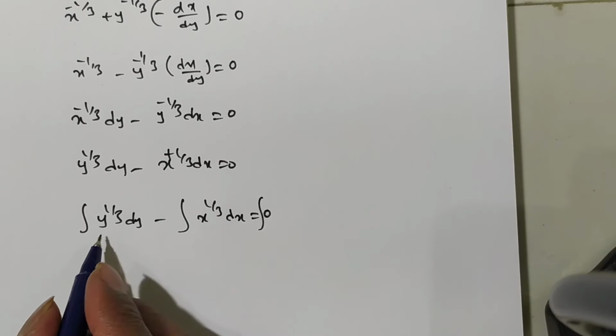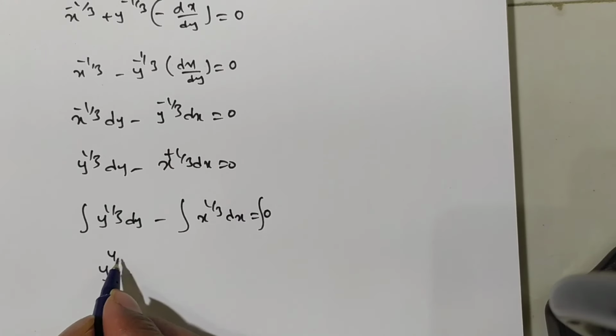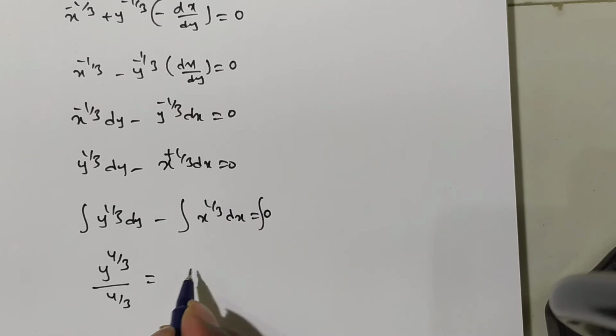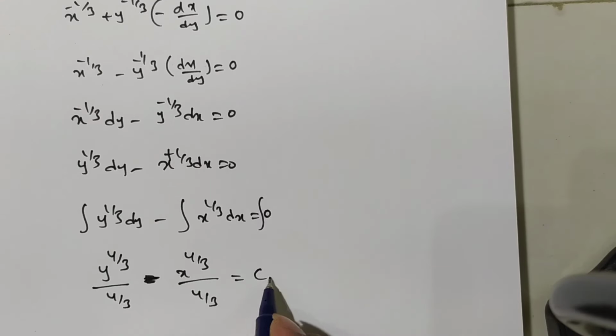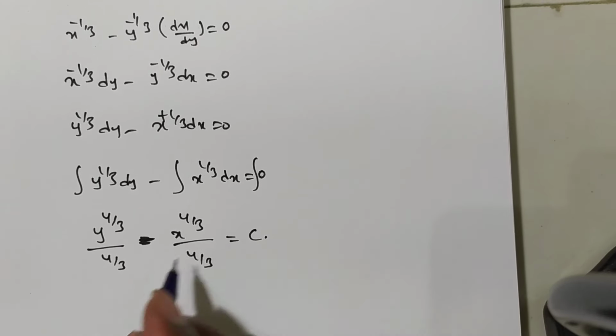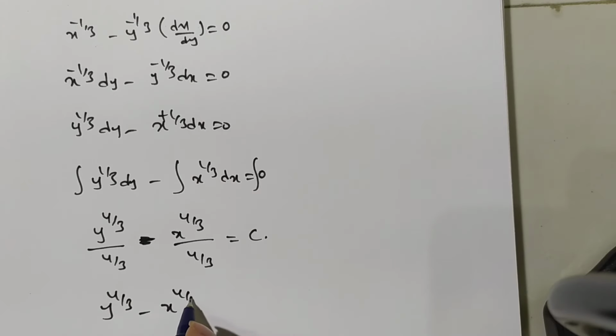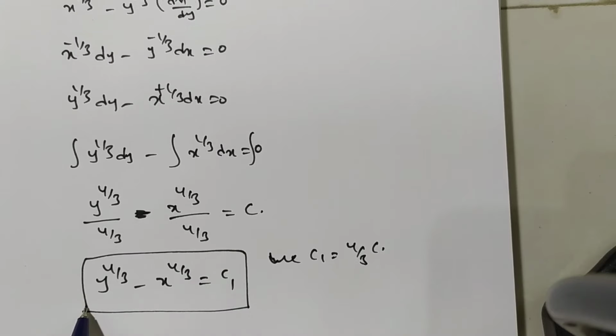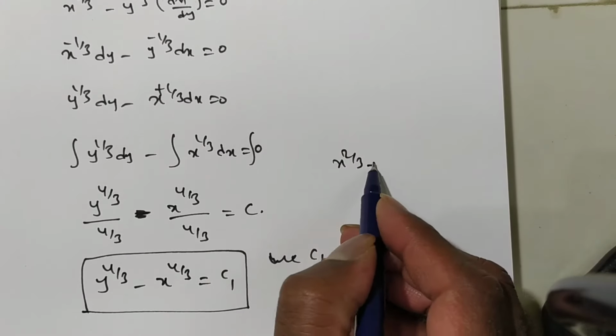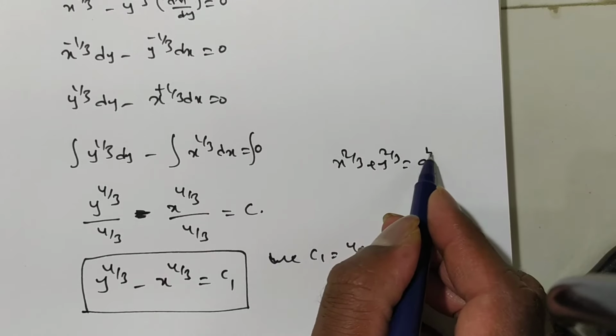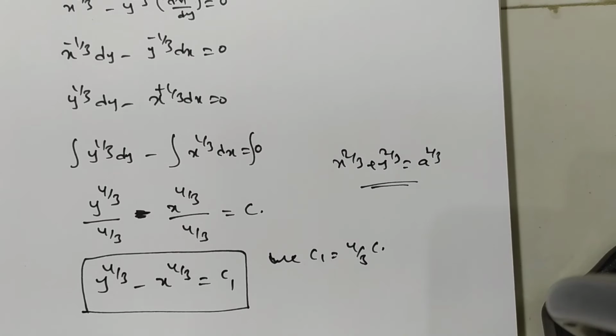Now the integral of y to the power of 1/3 is y to the power of 4/3 divided by 4/3, minus x to the power of 4/3 divided by 4/3, is equal to c. Now you can take the 4/3 to the right side, then you will have y to the power of 4/3 minus x to the power of 4/3 is equal to c1, where c1 is equal to 4/3 c. So friends, this is called the orthogonal trajectory of the given family of curves x to the power of 2/3 plus y to the power of 2/3 is equal to a to the power of 2/3. Is it clear for everyone? Thank you for watching this video.